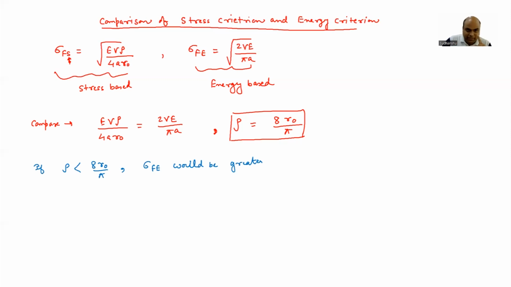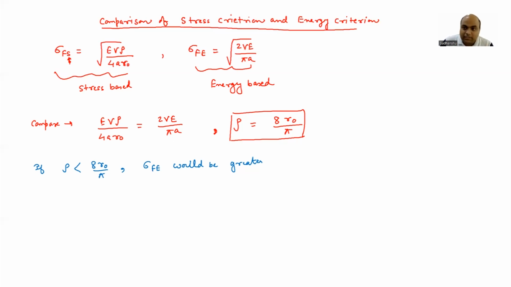Remember one thing here. If you see sigma fs, there is a rho term, so it depends upon the curvature of the track. There is an a term also, but the rho term is very important. But if you see the energy-based approach, there is no rho term. There is only an a term. That means it is assuming the track is infinitely sharp, very, very sharp, and there is no dependence upon the track shape. It is only dependent upon the track length.